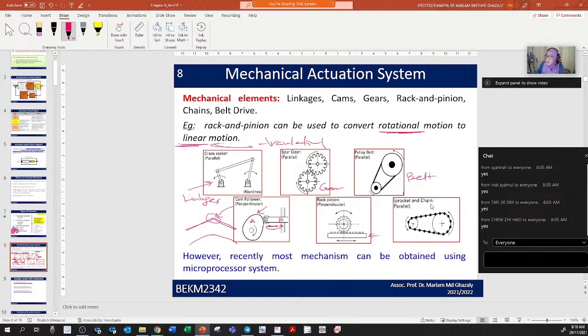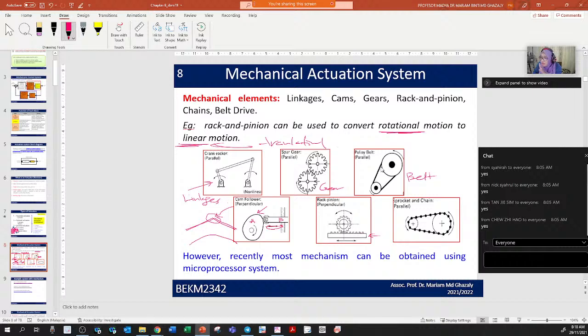And the last one is the chain mechanism. When you're talking about chain mechanism, it's similar to belt mechanism. But the difference is that a belt has no teeth inside, so it can slip. This is the disadvantage of the pulley system. But sometimes you still need a pulley system instead of a chain system.